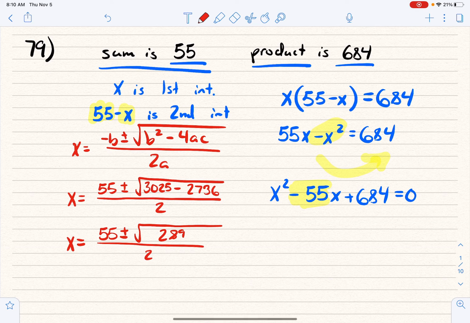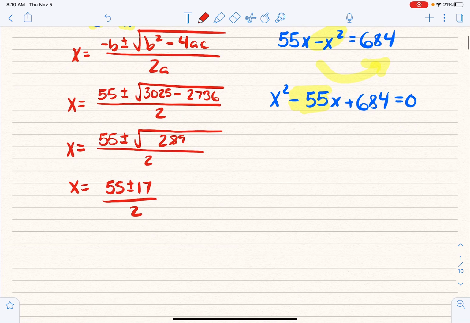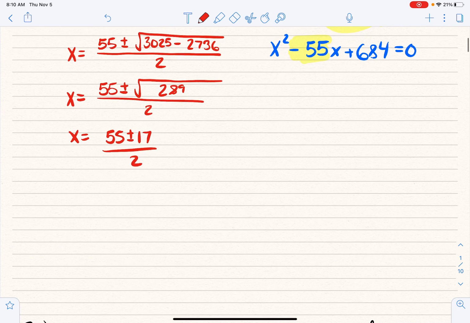All over 2. And so then if we go to solve that, the square root of 289 is 17. So I get 55 plus or minus 17 all over 2. And so I think about what would this be? 55 plus 17 would be 72. So that means my values could be, I could have 72 over 2. Or 55 minus 17 would be what?